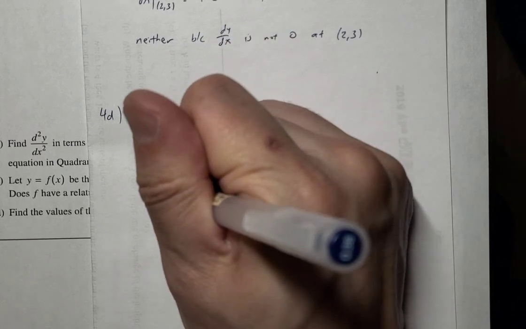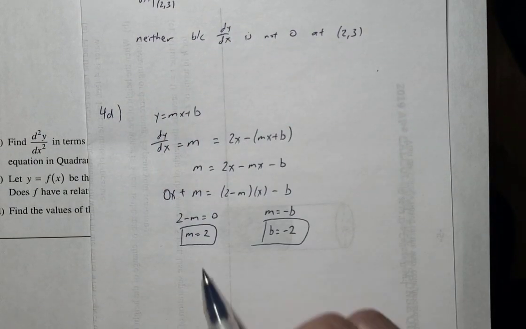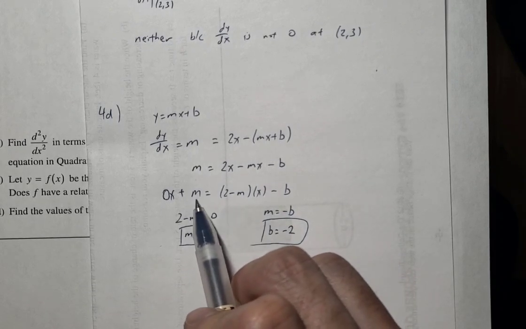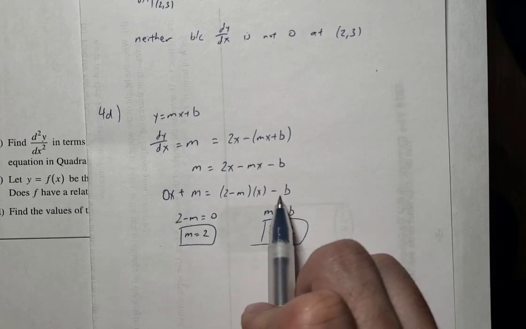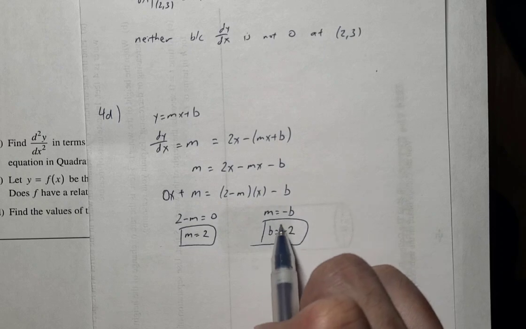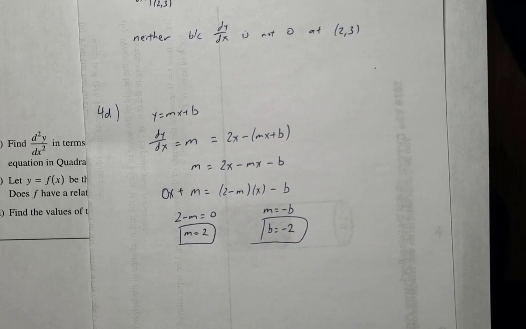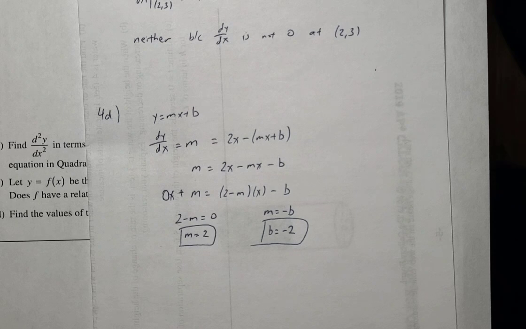There's technically a 0x plus m over here, okay? So this 0x has to match this something x. And therefore, these constants, m must be equal to minus b. And since we know what m is, b is equal to negative 2, and that's the answer.